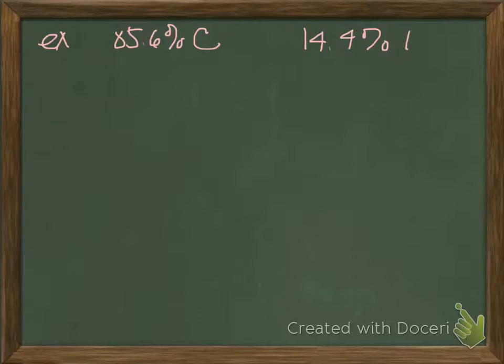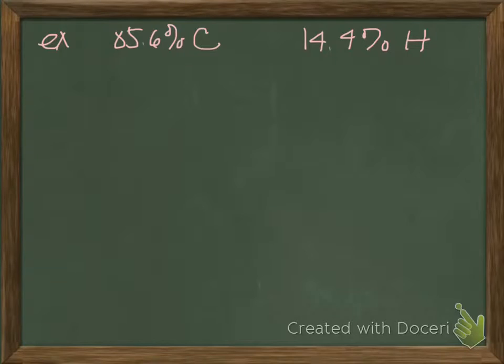Okay, so we're going to have an example, and we're going to say that we have 85.6% carbon, and we have 14.4% hydrogen. So we went into the lab, we combusted it, and this is what we found. Okay? And so now we want to find out what's the empirical formula, meaning what's the simplest ratio that this compound could be. Okay? So our first step was to assume 100 grams.